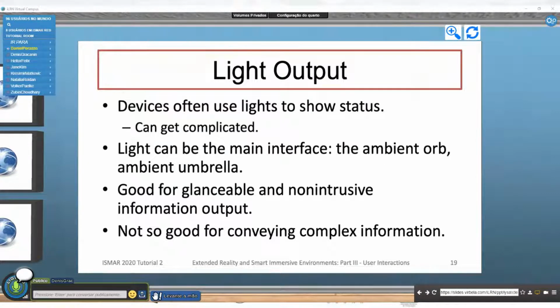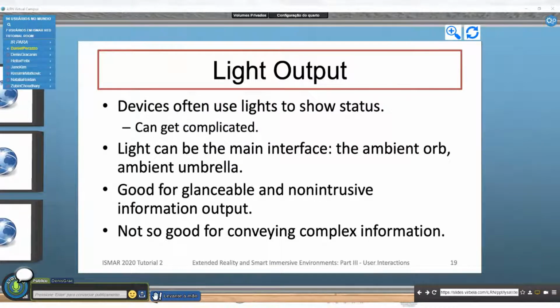So if you look now through individual modalities, let's first look at the light output. We have devices that often use lights to show status, and it can get complicated, even with a very simple situation, let's say a TV and a light indicating status. Another question is, what does it mean when the red status light is on? Does it mean that the TV is off or the TV is on? And that has actually changed over time.